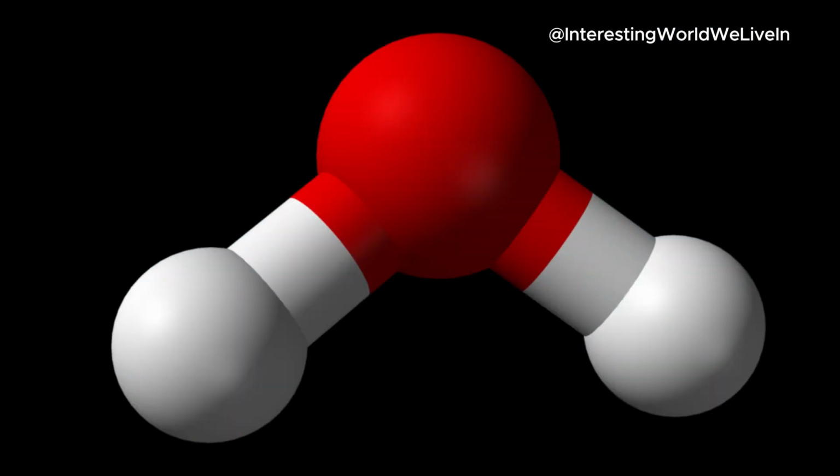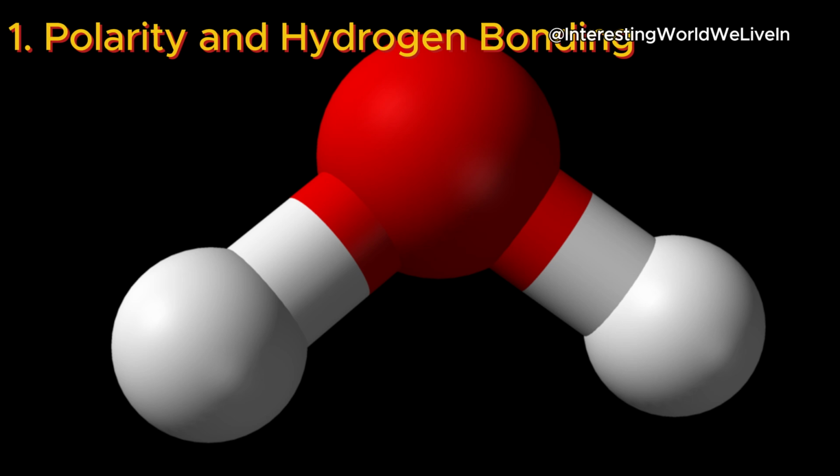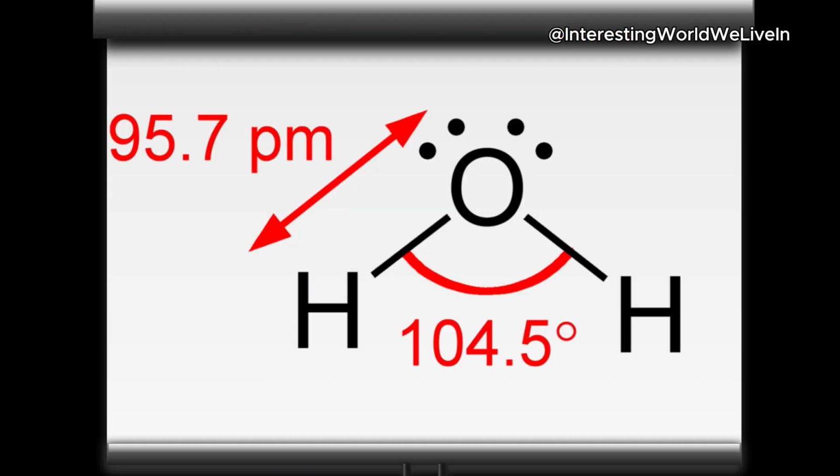1. Polarity and hydrogen bonding. Water molecules are polar, meaning they have a partial positive charge on one side, the hydrogen atoms, and a partial negative charge on the other, the oxygen atom. This polarity allows water molecules to form hydrogen bonds with each other, creating a cohesive and adhesive substance. This is why water beads up on a surface, or why it can climb up a straw.